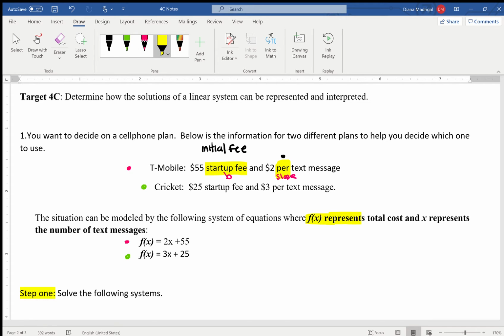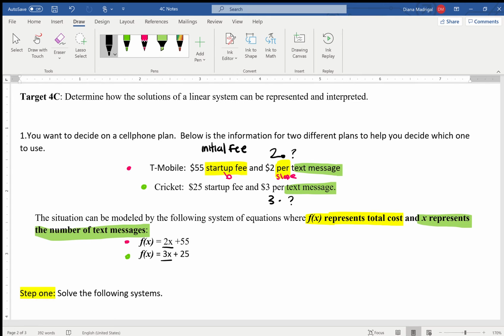f of x represents the total cost, and x represents the number of text messages. That's why we have 2x and 3x: because it's 2 times the unknown number of text messages, and 3 times the unknown number of text messages. I just hope you understand that.